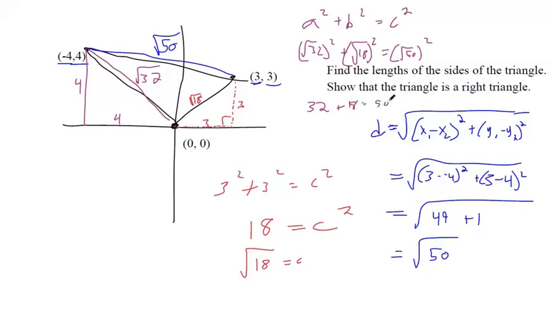And that's a true statement, right? 32 plus 18 makes 50. So since the side lengths hold for the Pythagorean theorem formula, this has to be a right triangle, because the Pythagorean theorem says that this is a right triangle if the side lengths equal each other when they're squared and added.